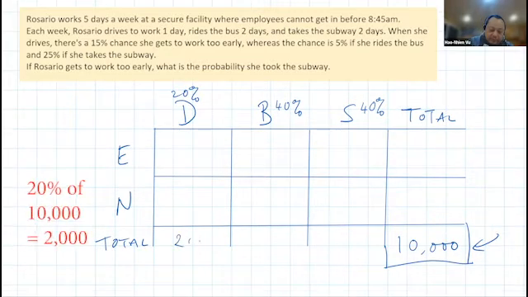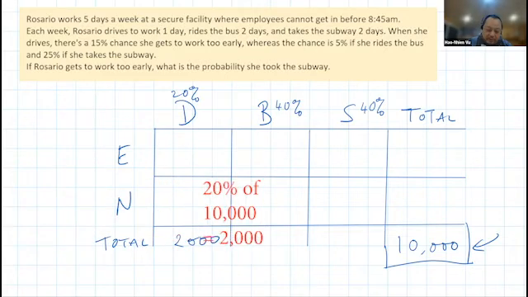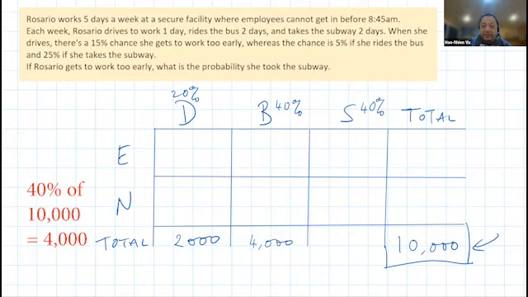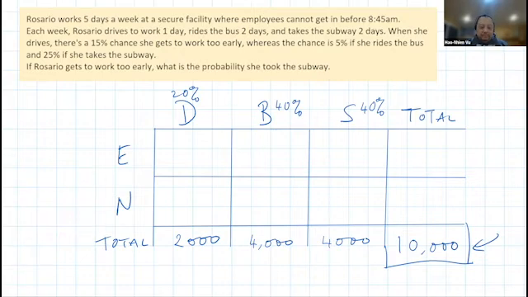That means there's a total of 2,000 days where Rosario drives to work, 4,000 days taking the bus, and 4,000 days taking the subway out of the grand total of 10,000. Great. What else do we know? We know that when she drives, there's a 15% chance that she'll get to work too early. So that's 15% of the 2,000, making it 300 days. I'm going to do the same for the bus.